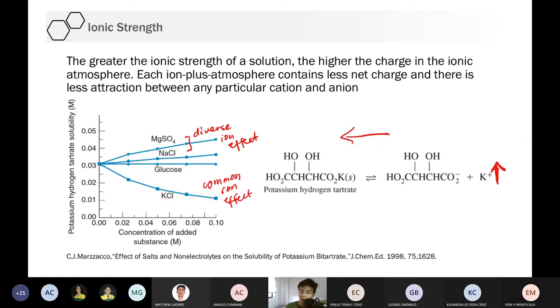Alam niyo na kung paano bigkasin itong arrow na pataas, no? Elsa? Ganun. Okay, so pag in-increase mo to, the equilibrium will be shifted to the left. So that is governed by the common ion effect. However, for magnesium sulfate and sodium chloride, the opposite occurs. So what happens is that those diverse ions shield your original ions. Sinishield nila yan. So as a result, di na sila magsasama uli. So the equilibrium will tend to shift to the right. So the solubility will increase. So that's the phenomena of the diverse ion effect. Okay.